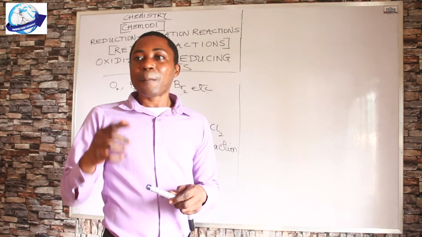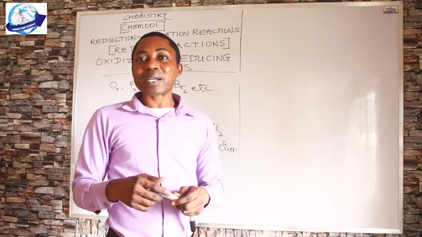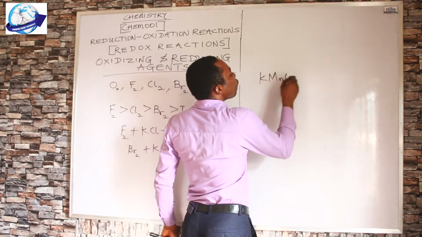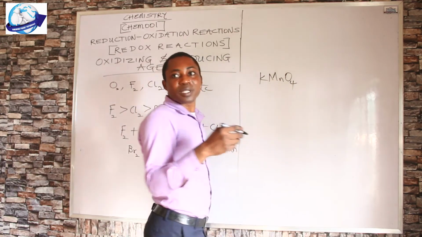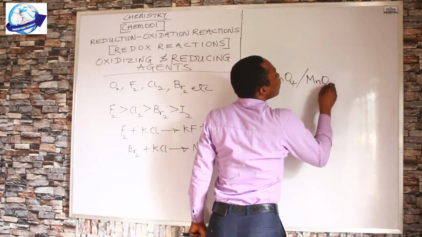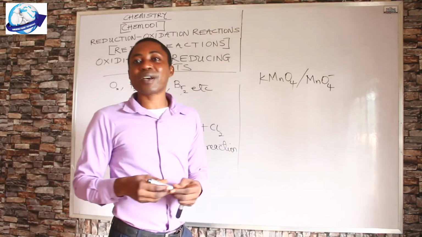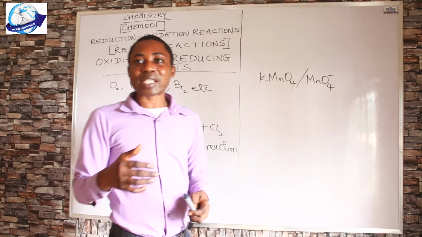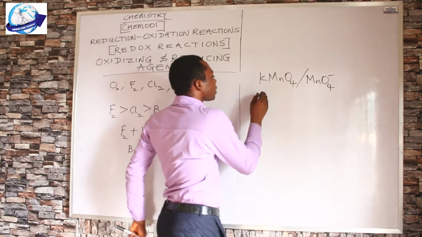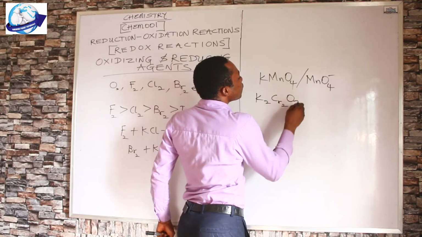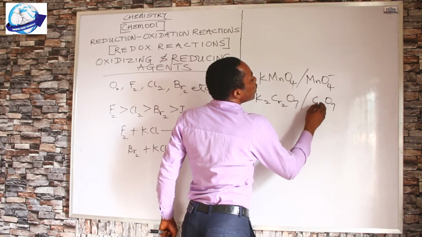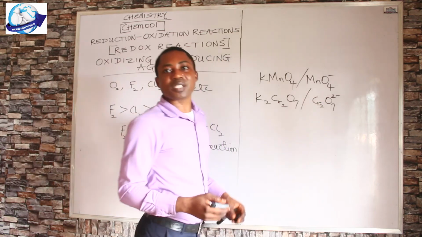One, we have acidified KMnO4, acidified potassium tetraoxomanganate(VII), or you can say the MnO4 ion. Number 2 is acidified potassium heptaoxodichromate(VI), that is K2Cr2O7, or you can say the Cr2O7 ion. This is another example of an acidified one.